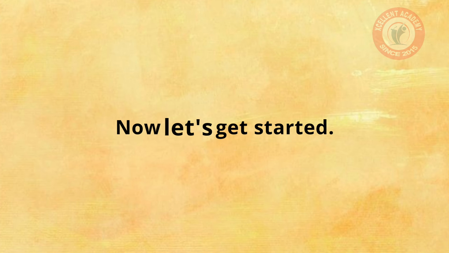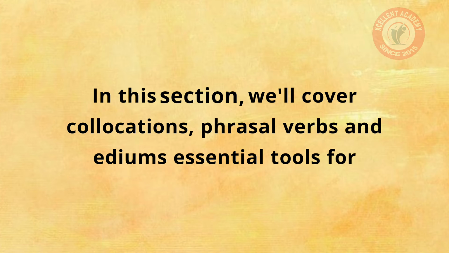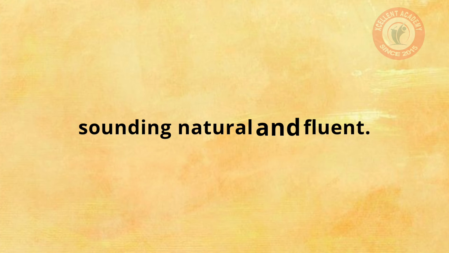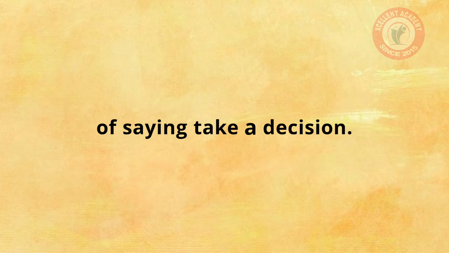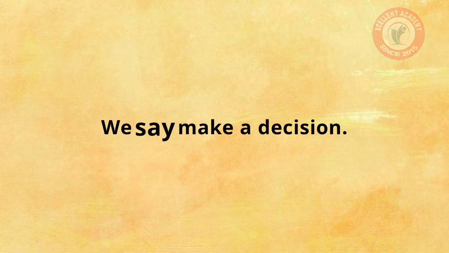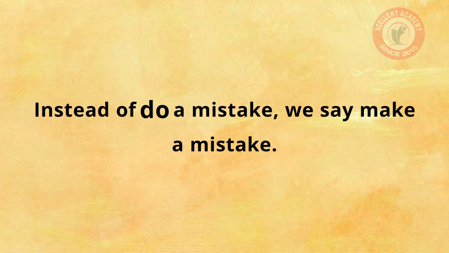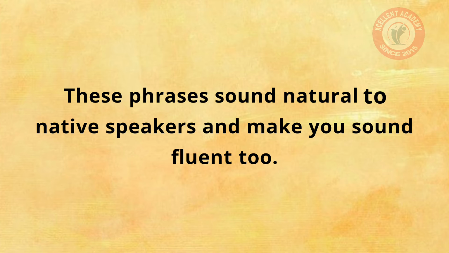Now, let's get started. Section 1. Vocabulary. In this section, we'll cover collocations, phrasal verbs, and idioms, essential tools for sounding natural and fluent. Let's start with collocations, words that naturally go together. For example, instead of saying take a decision, we say make a decision. Instead of do a mistake, we say make a mistake. These phrases sound natural to native speakers and make you sound fluent too.